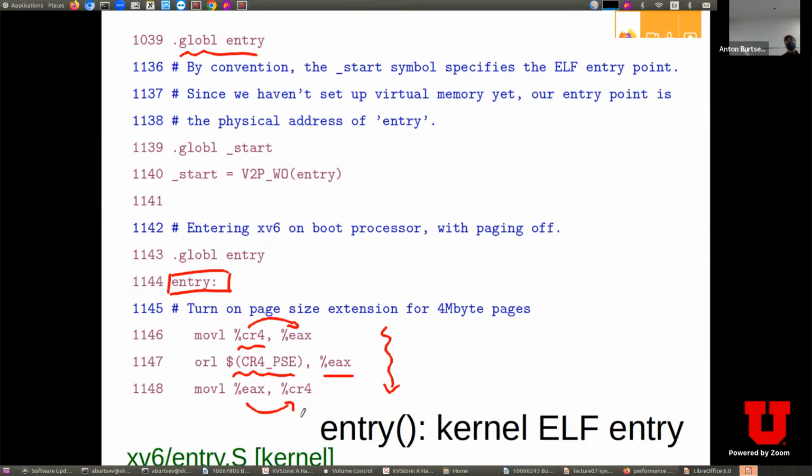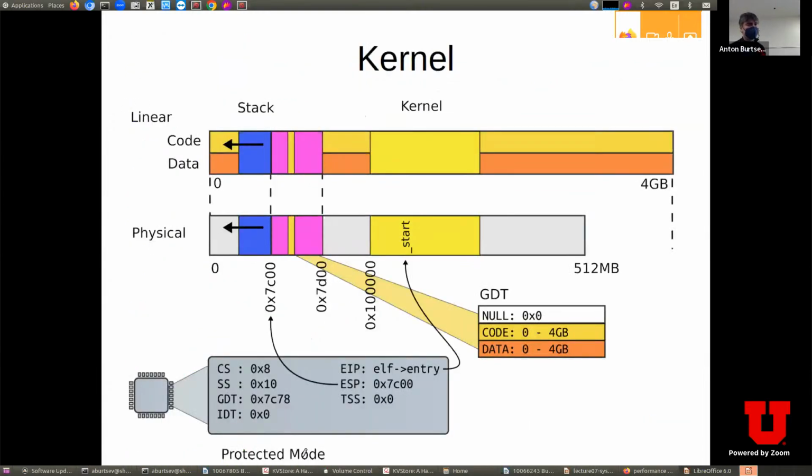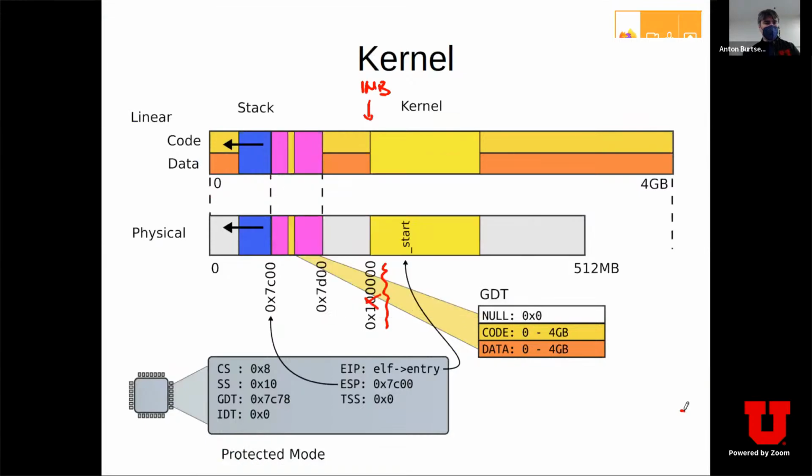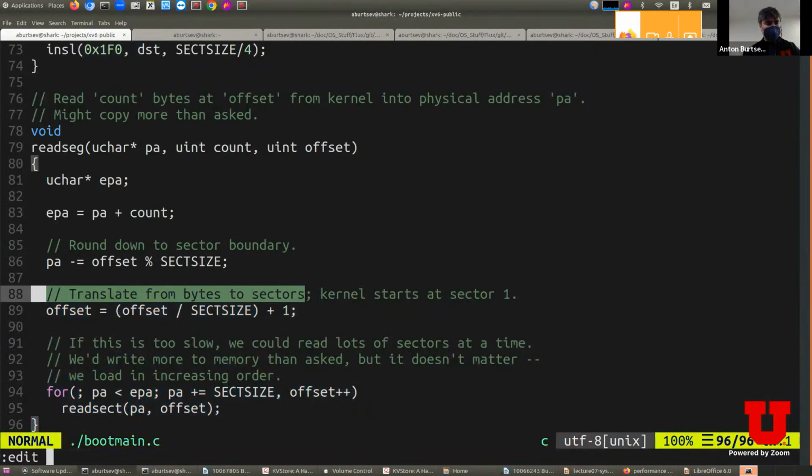You cannot set a bit directly on the control register. You need to first read it into a general register and set a bit. This OR does not work on CR4, but that's okay. So we're going to be using 4 megabyte pages. This is my kernel sitting at the very first megabyte. So this is the address. Remember, I was struggling to figure out this 0 because this would be like 64 kilobytes. But now I'm saying, okay, this is the first megabyte. Let me quickly show you how we achieved it.